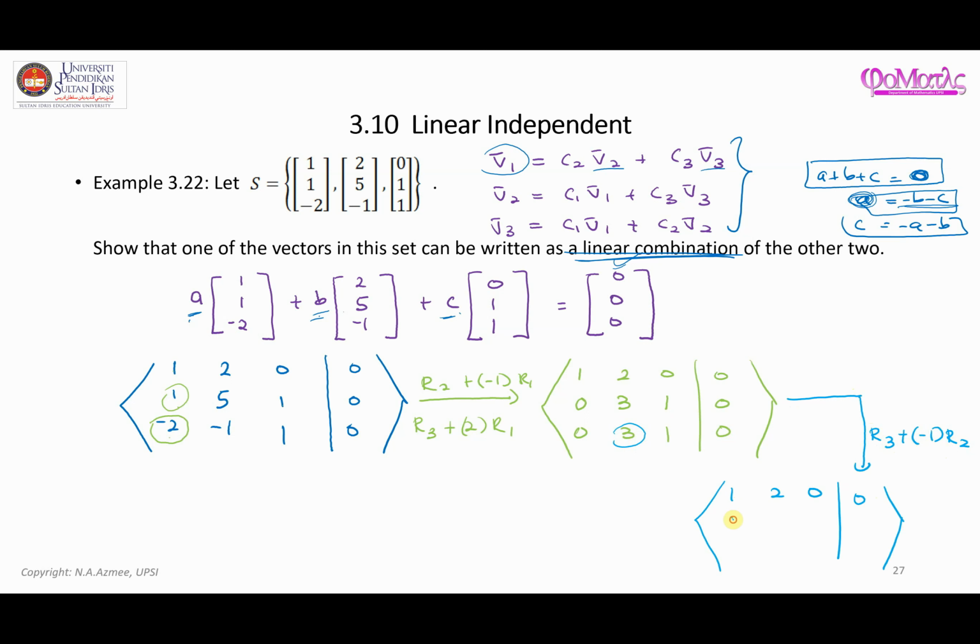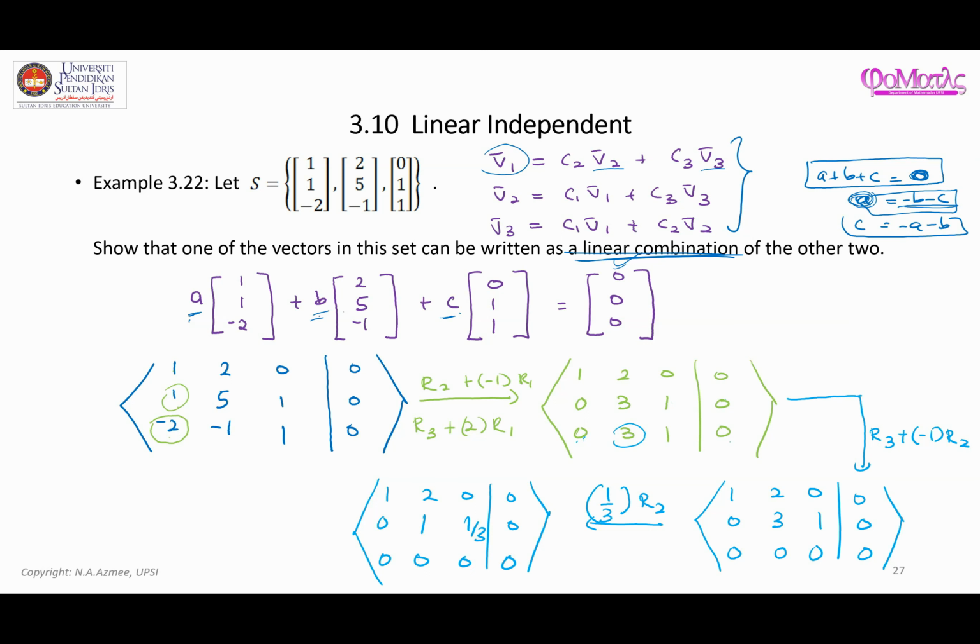0, 3, 1, 0. So 0 minus 0 is 0. 3 minus 3 is 0. 1 minus 1 is 0, 0 minus 0 is 0. And this part here will be changed to 1, so I will multiply the second row by 1 over 3. And this is the final look of my augmented matrix. 0, 1, 1 over 3, 0, 0, 0, 0, 0.